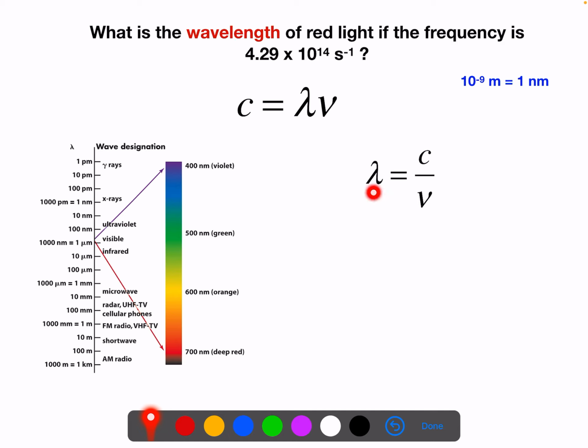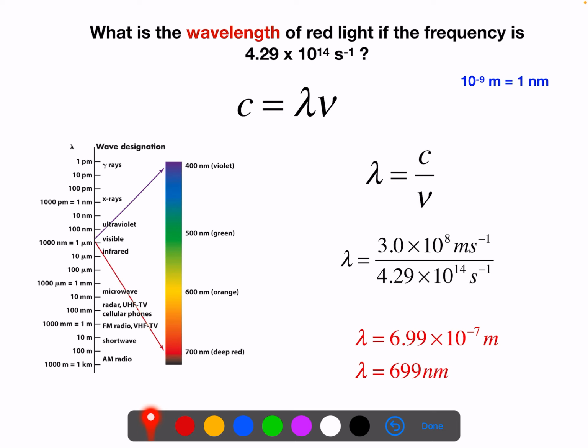We arrange our equation. So wavelength is equal to the speed of light divided by frequency, and we can see that the wavelength is 6.99 times 10 to the negative 7th meters, which is also 699 nanometers, right? And over here we can see the region of visible light that we can see is about from 400 nanometers to 700 nanometers. That's what we can make out with our eyes.